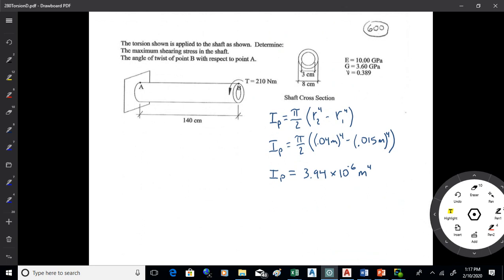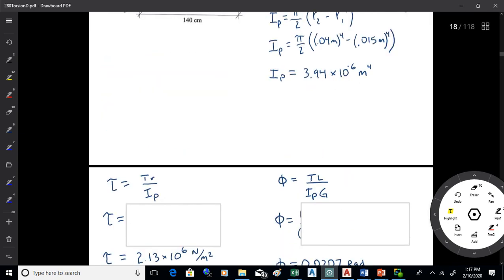All right. So this moment of inertia type stuff, there's things I calculate right from the beginning, one of which is I. I want to get that, and it's a polar I, so it's pi over 2, r2 to the 4 minus r1 to the 4. So we good with that?